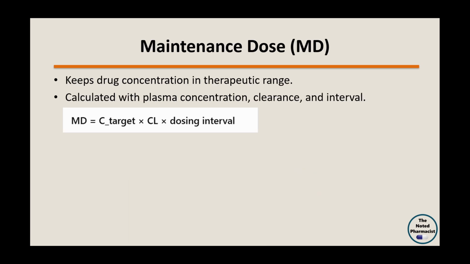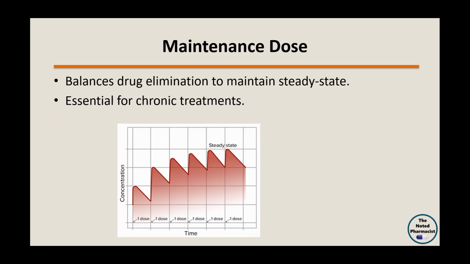A maintenance dose is the amount of drug administered at regular intervals to keep the plasma concentration within the therapeutic range after reaching steady-state levels. Maintenance dose is calculated by multiplying the target plasma concentration, C-target, by the drug's clearance rate, Cl, and the dosing interval duration. The maintenance dose is crucial for keeping drug levels within the therapeutic range over time, balancing drug elimination to achieve steady-state concentration.